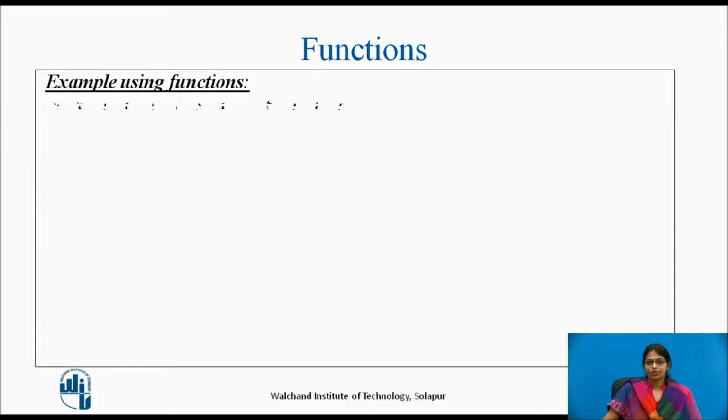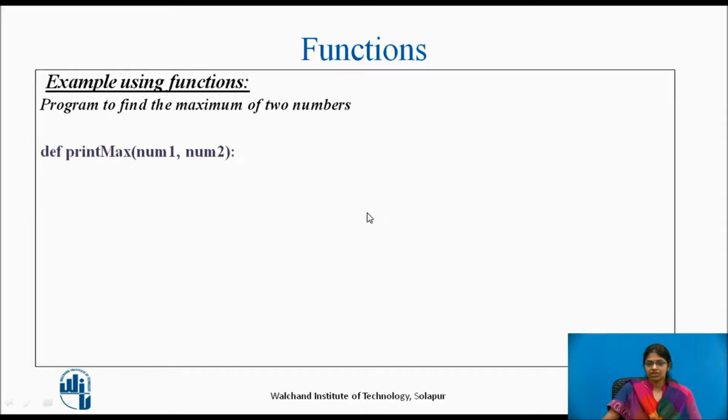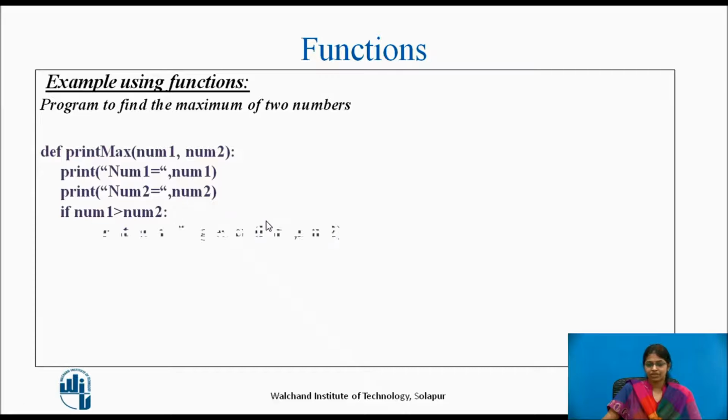Here is an example using a function to find the maximum of two numbers. For this, we are using a function which starts with the keyword def, and the name of the function is printmax, which accepts two parameters, that is num1 and num2. Here, first the value of num1 is printed and after that the num2 value is also printed. We are checking if num1 is greater than num2. If this condition comes out to be true, then we print the message num1 is greater than num2.